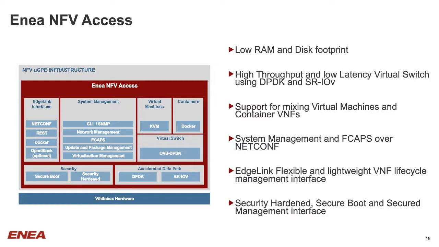So first of all, I think it's important to highlight the fact that this is not a scaled down multi-purpose enterprise Linux distribution. It has actually been built from the ground up for this specific use case. And this is what enables us to combine low RAM and disk footprint with high performance. One of the methods we've used to achieve high throughput and low latency in the virtual switching is obviously using DPDK. With SR-IOV, we can provide very high throughput to VNFs that require this type of acceleration.